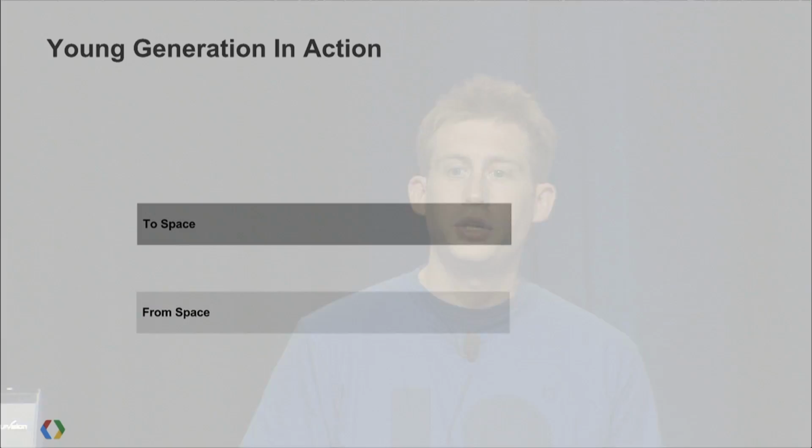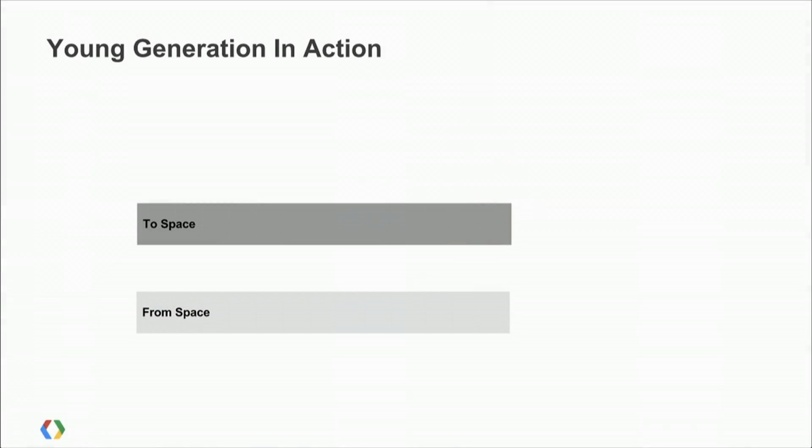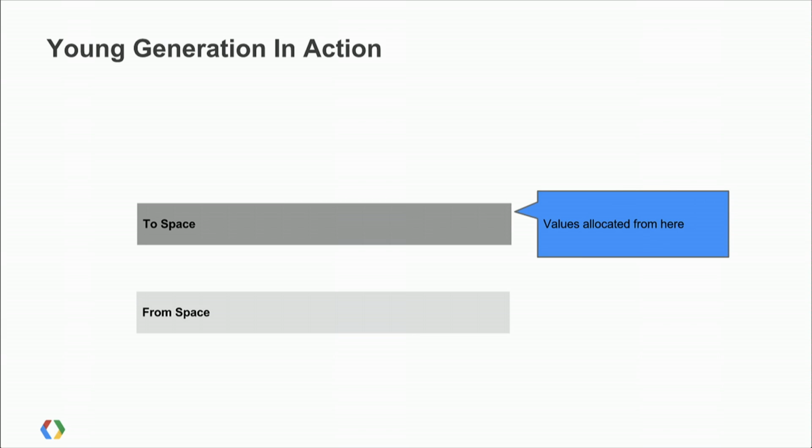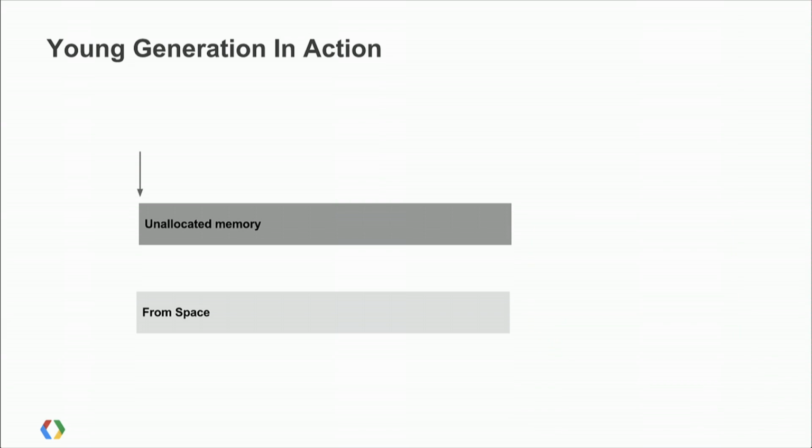So let's look at the young generation in action. Young generation is split into 2 semi-spaces, equally sized. There's the to space and the from space. The to space is where values that you allocate when your page executes, like new Foo, come out of. The from space just sits there not being used until later on, and we'll see what happens with it.